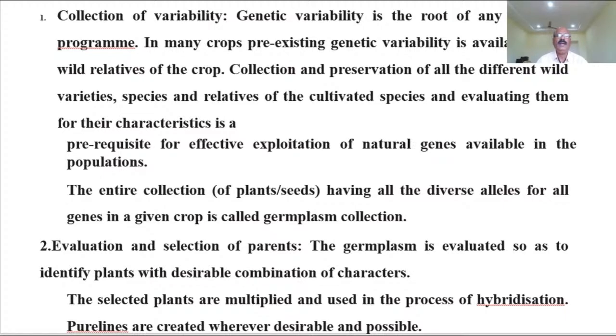Evaluation and selection of parents. This is the second step. The germplasm is evaluated so as to identify plants with a desirable combination of characters. The selected plants are multiplied and used in the process of hybridization. Pure lines are created wherever desirable and possible.